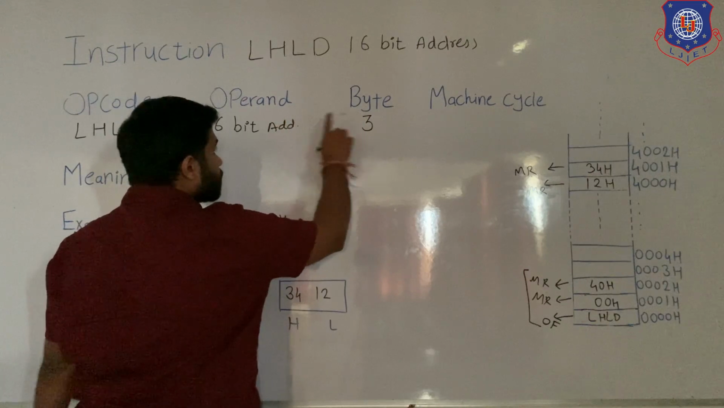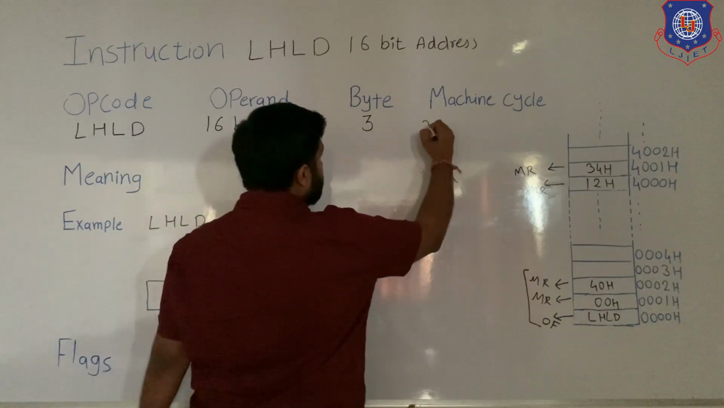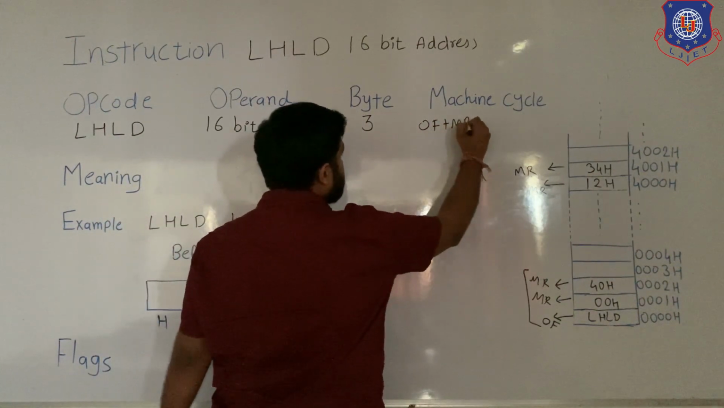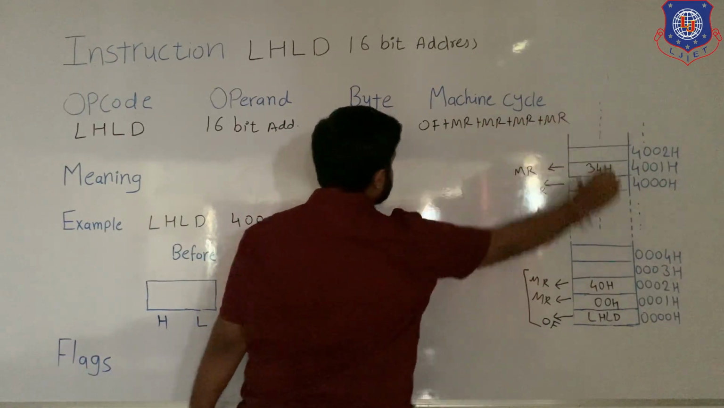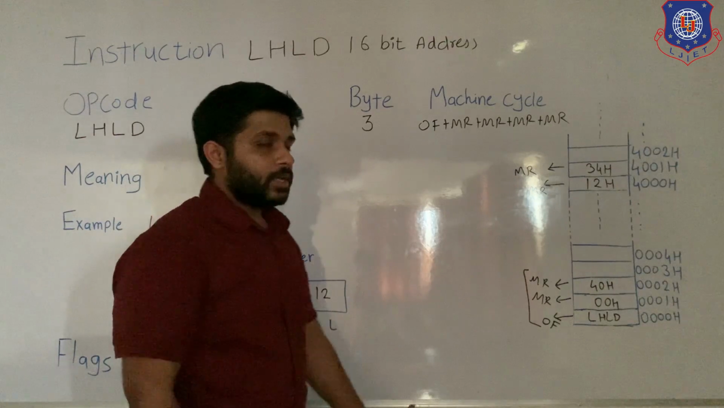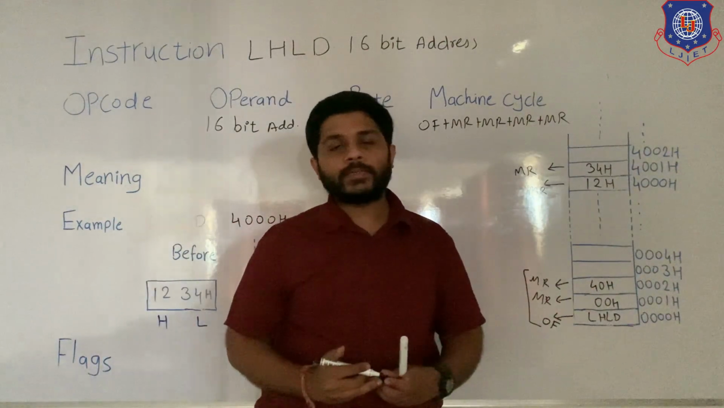So, for this instruction, how many machine cycles are required? Opcode fetch plus memory read plus memory read, memory read and memory read. Okay, so I hope you get it.